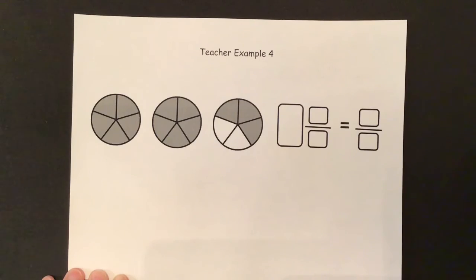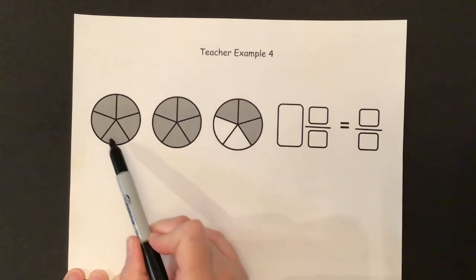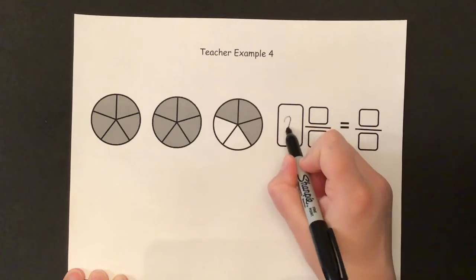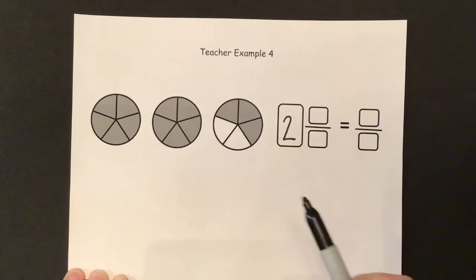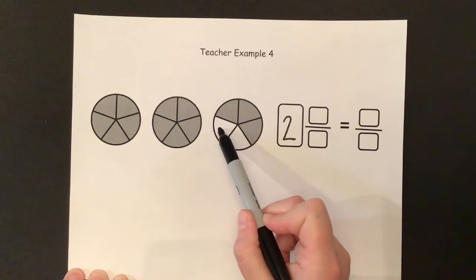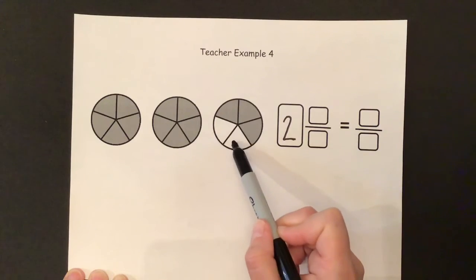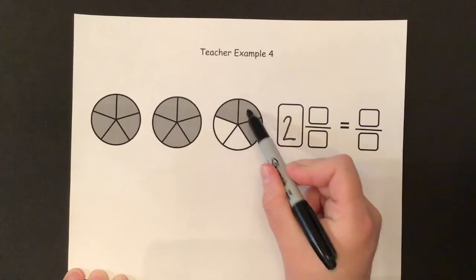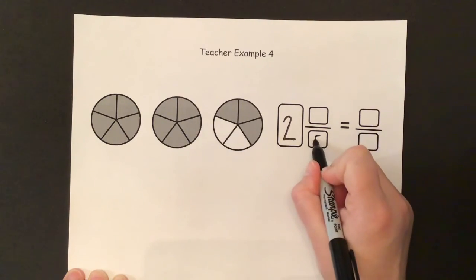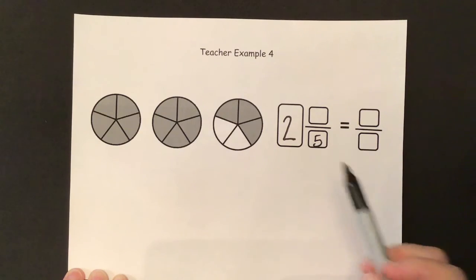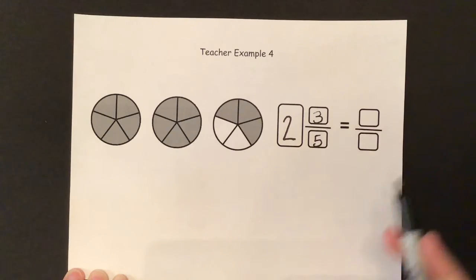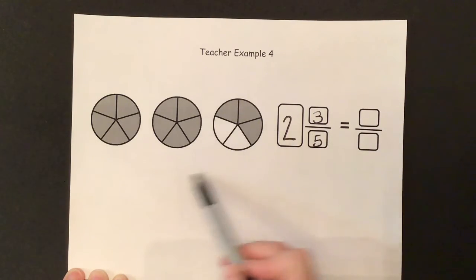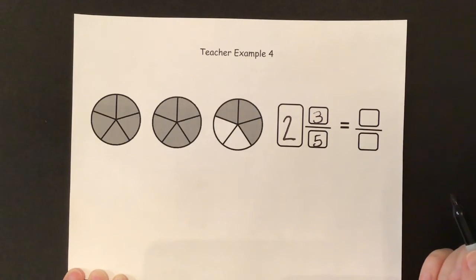Let's look at some circles. We can see that we've got 2 wholes. And we can see that each whole is split up into 5 pieces. 1, 2, 3, 4, 5. That's the denominator. And then we can see that there are 3 pieces shaded in. So the mixed number name for this amount is 2 3/5.